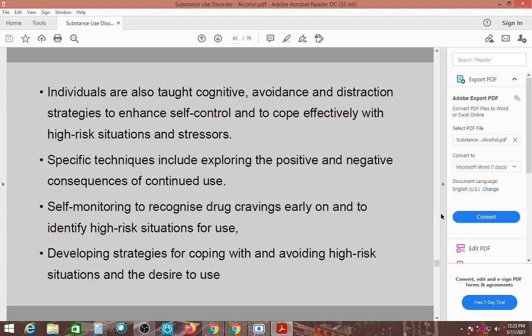Okay, now individuals are also taught cognitive avoidance and distraction strategies to enhance self-control and to cope effectively with high-risk situations and stresses. Remember, go back to the biopsychosocial model. The biopsychosocial model is the everyday existential theory or model. Every day we live, every day we exist. And so we have to always balance between these three realms, the biological realm, the psychological realm, and the social realm. In the process of balancing all this, in the process of everyday living, everyday fighting for our survival, fighting for our existence, we face many stresses.